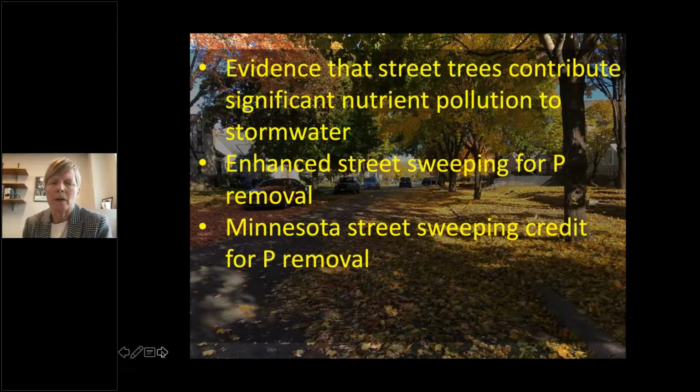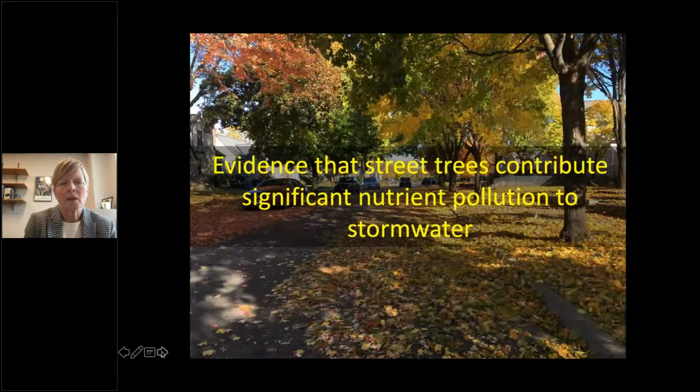Then I'll talk about the potential for enhanced street sweeping for phosphorus removal, and then talk a little bit about a recently developed street sweeping credit in Minnesota for phosphorus removal. So, starting with the evidence that street trees do contribute a significant amount of phosphorus to stormwater.